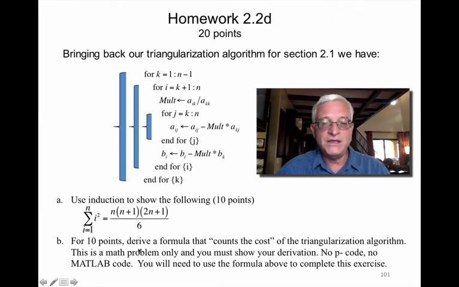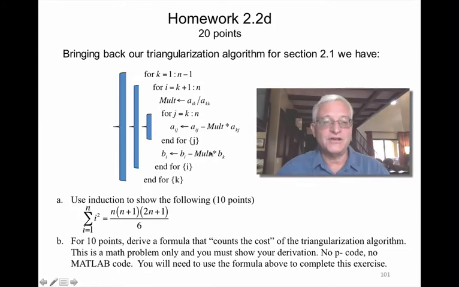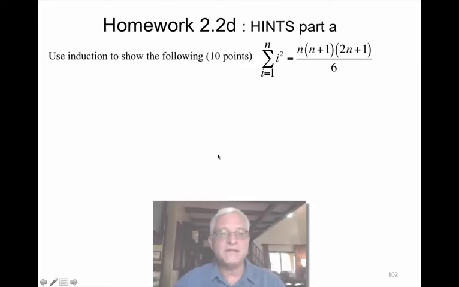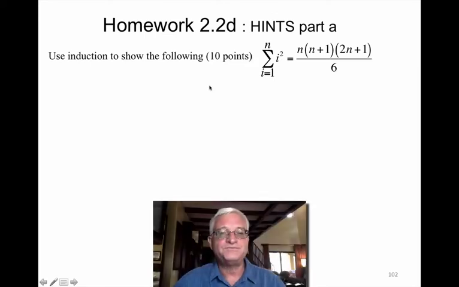So for part B, we're going to count the cost of this particular set of code, which is our triangularization code. We're going to be developing sums each time we end up with for loops, and we're going to count every single time a floating point operation occurs. Okay, so let's go ahead to our hints and see how we'll do part A. Here's the formula we're trying to prove.